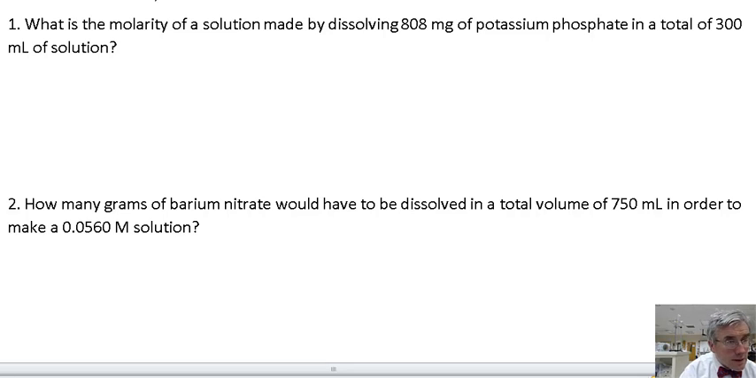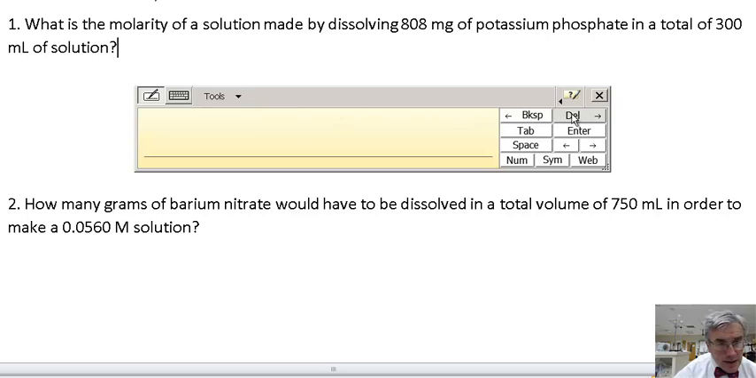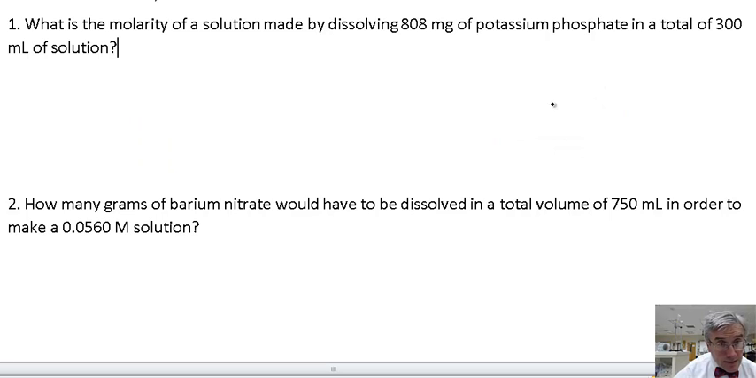Alright, so let's work a couple of molarity problems. The first question says, what is the molarity of a solution made by dissolving 808 milligrams of potassium phosphate in a total of 300 milliliters of solution?